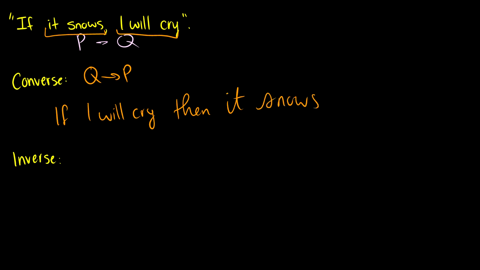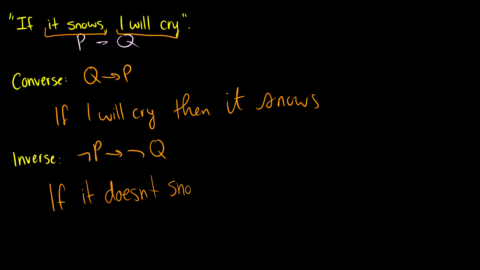Okay, what is the inverse? Well, if P arrow Q is our regular conditional, then the inverse is going to be not P, arrow, not Q. So, if it doesn't snow, then I will not cry. So, that was the converse and the inverse.